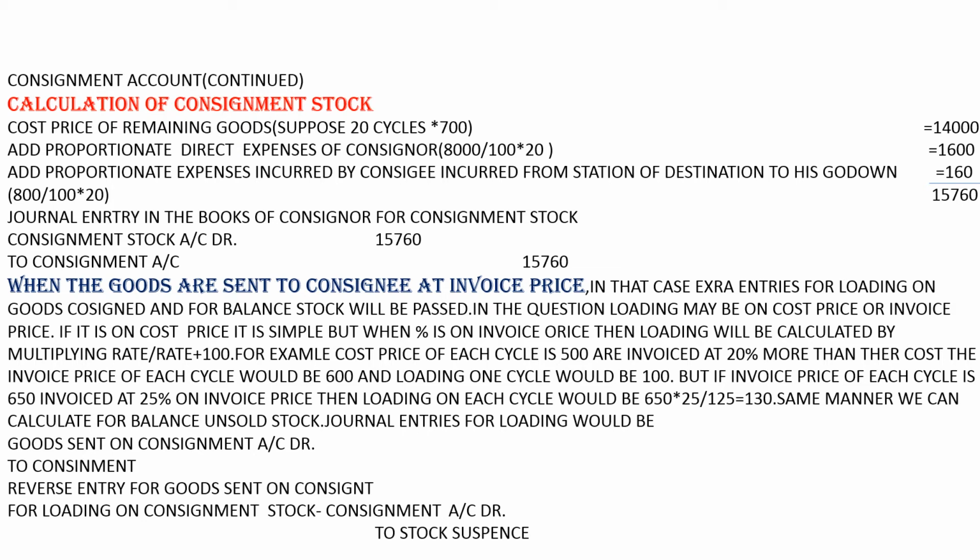Journal entries would be: for goods sent on consignment, consignment account debit to goods sent on consignment. Because when we send the goods, we write consignment account debit to goods sent on consignment. For loading, we will reverse the entry, goods sent on consignment account debit to consignment. And for consignment stock also, we write consignment stock account debit to consignment. But for loading, we will write consignment account debit to stock suspense account.